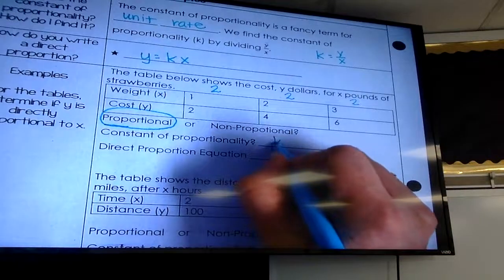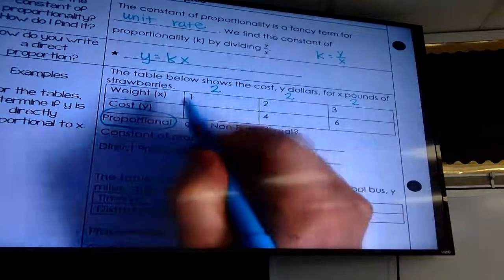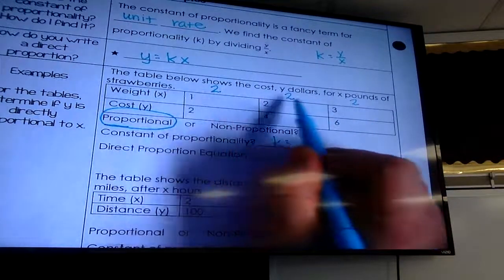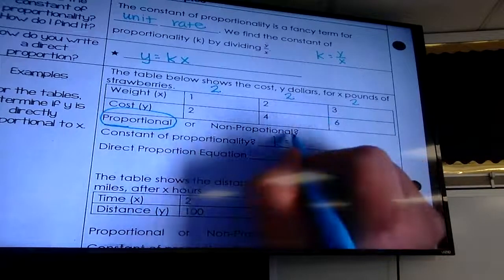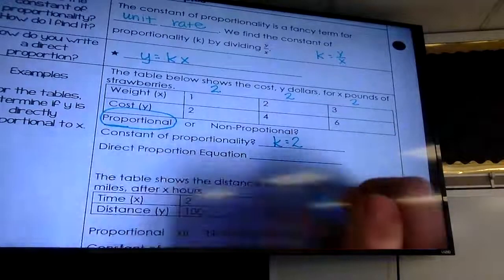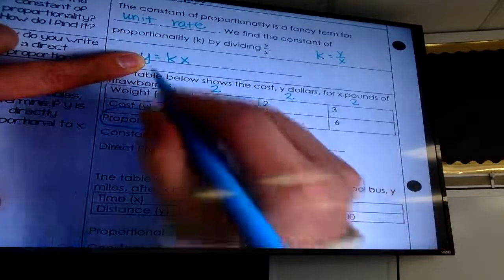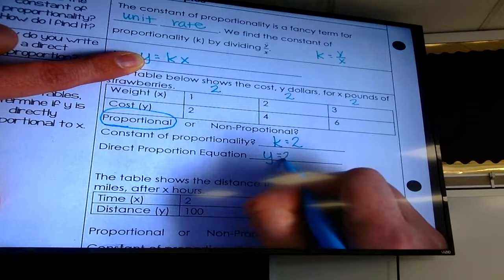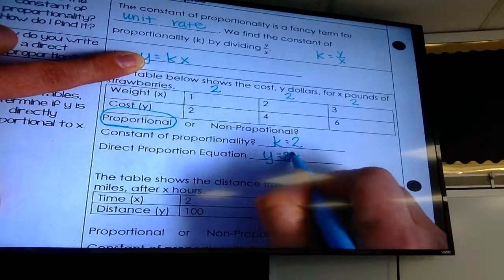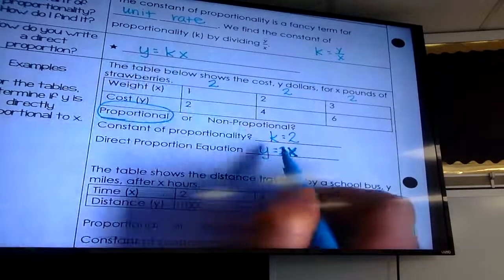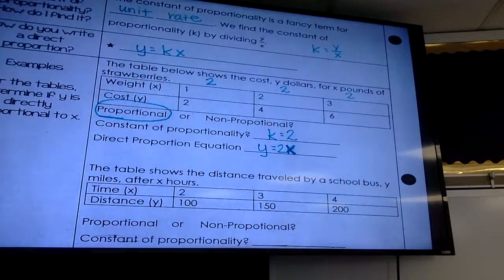What's my constant of proportionality? Remember, that's my k, and that would be my unit rate. All the unit rates that I found over here, all my y divided by x's. So I would say k equals 2. And then my direct proportion equation, I just use this, but I fill in that number in the k slot. So I would say y equals 2k, or sorry, my bad, 2x. I replace the k with my constant of proportionality.